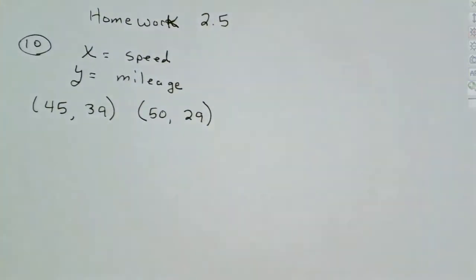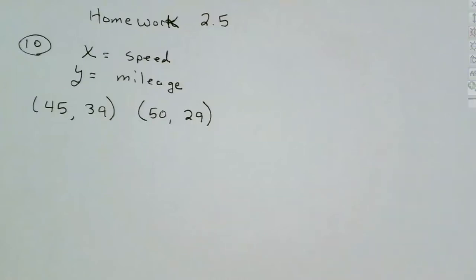Now, what should our slope be? Positive or negative, do you think? Negative. Why is it going to be negative? Right. Yep. Makes sense, doesn't it? Make sure it makes sense to you. As you increase the speed, what happens to the mileage? Down. Right? So our slope should be negative.